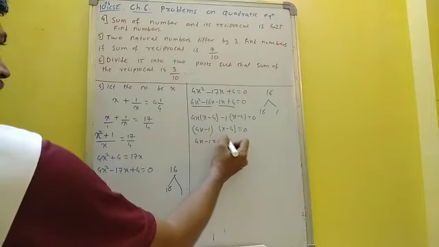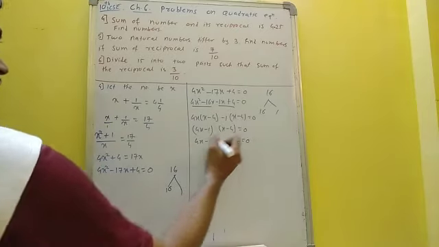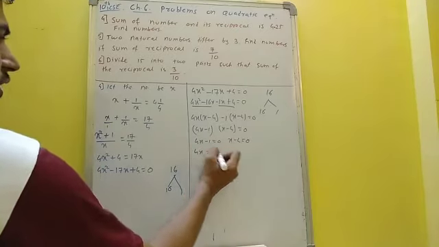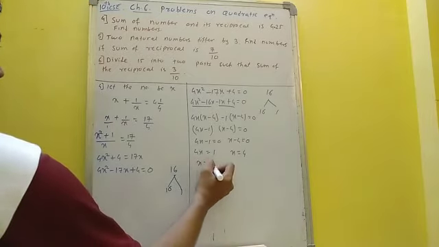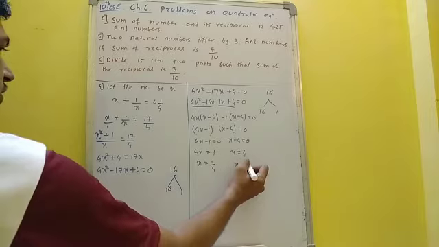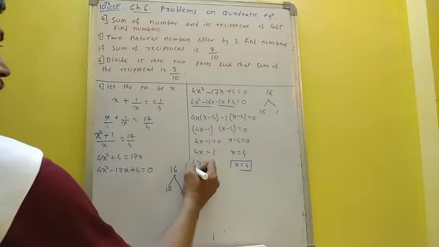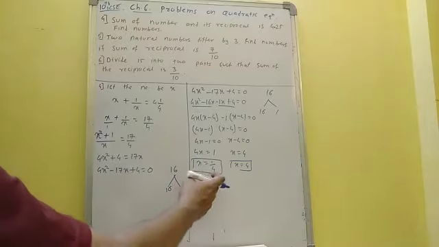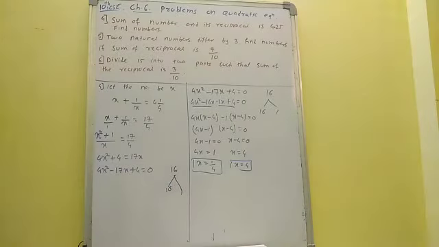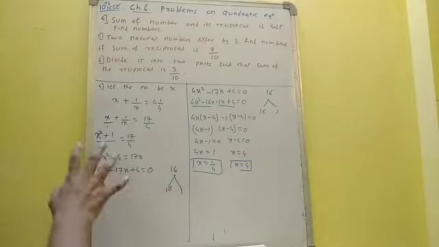4x minus 1 is equal to 0. x minus 4 is equal to 0. 4x is equal to 1. x is equal to 4. x is equal to 1 upon 4 and x is equal to 4. Okay, therefore the number is 4, therefore its reciprocal is 1 upon 4. If the number is 1 upon 4, its reciprocal is 4. Okay, so these are the answers. Copy down and erase it.